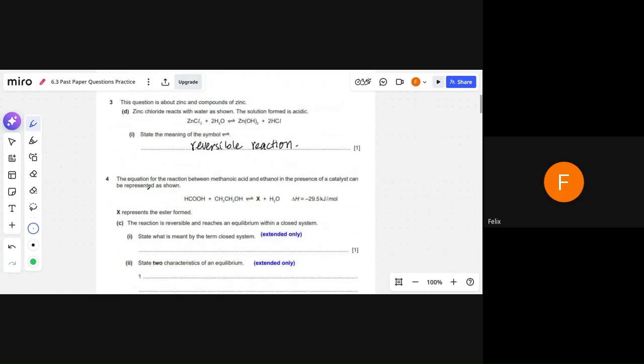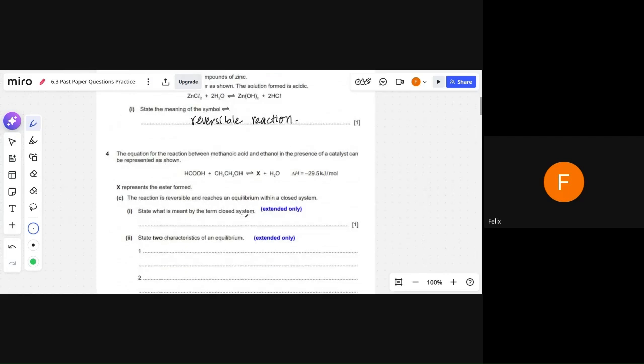Okay, question number 4. Now, state what is meant by the term closed system. So nothing can enter or leave. In thermodynamics, we have three types of systems. We have open systems in which mass and energy both can be exchanged with the environment. And then we have closed systems where mass cannot be exchanged with the surroundings, but energy can, right? And in an isolated system, neither energy nor mass can exchange with the surroundings.